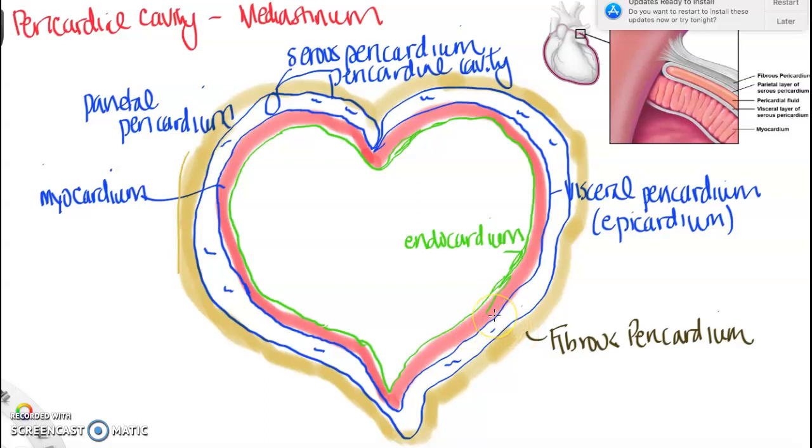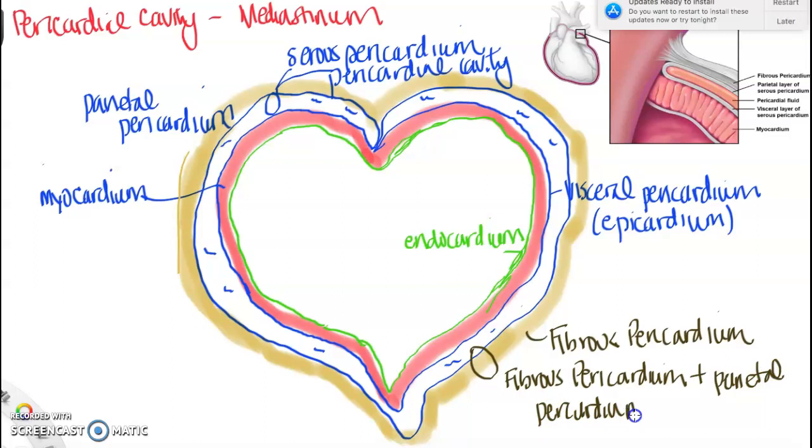So this fibrous pericardium, we go here. So the fibrous pericardium plus the parietal pericardium makes the pericardial sac.